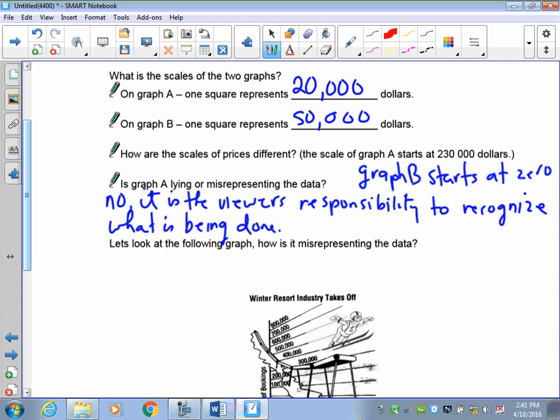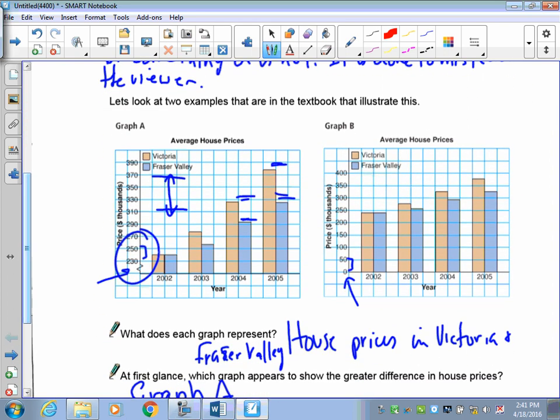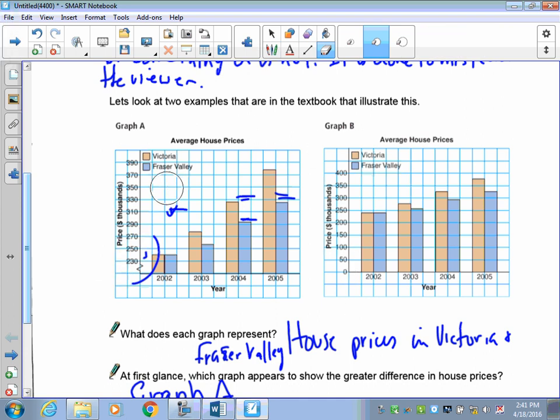Now, if we go back to the graphs for just a second, you may ask yourself, why would people do this? Why would they have two ways of presenting the information? Well, let's say you wanted to attract people to come to one of these two areas. If you wanted people to come to Fraser Valley, and you know that you're in direct competition with Victoria, you want the people who would normally go to Victoria to come to Fraser Valley. If the house prices appeared to be significantly lower in Fraser Valley, those people would change and come to Fraser Valley. So that's what this graph would do.